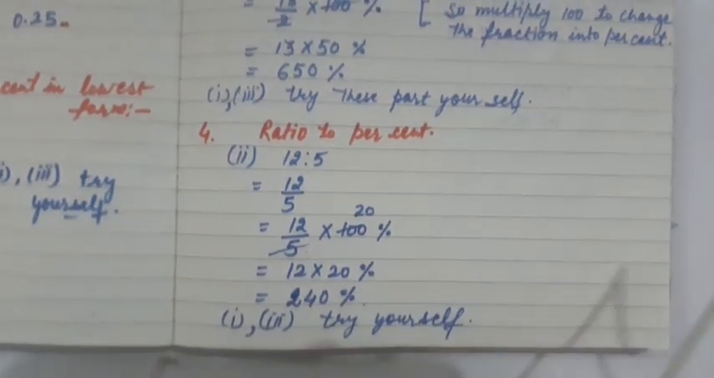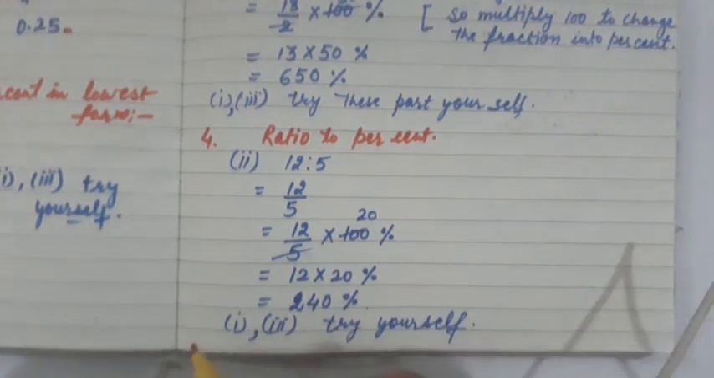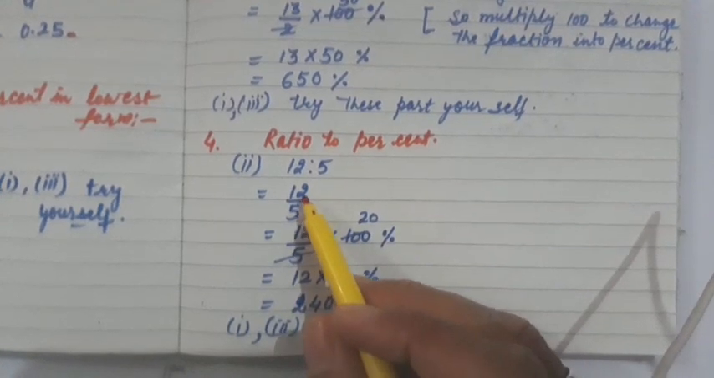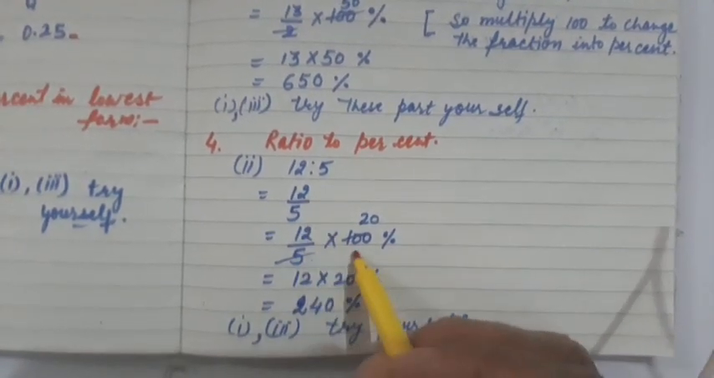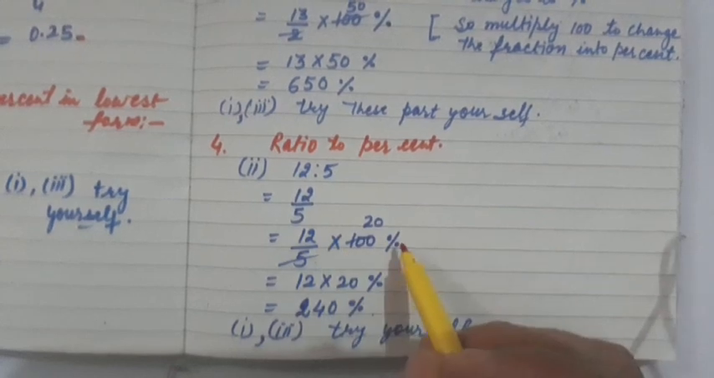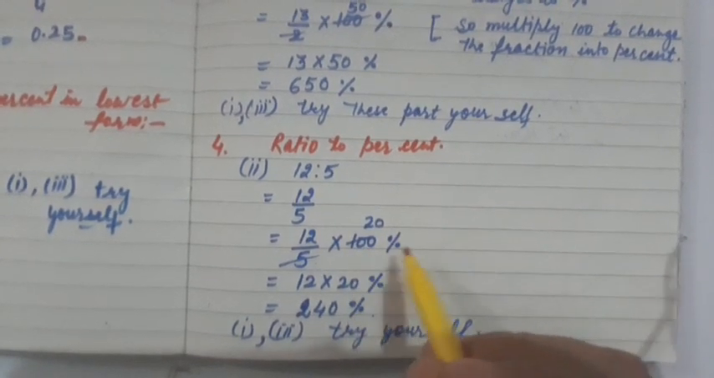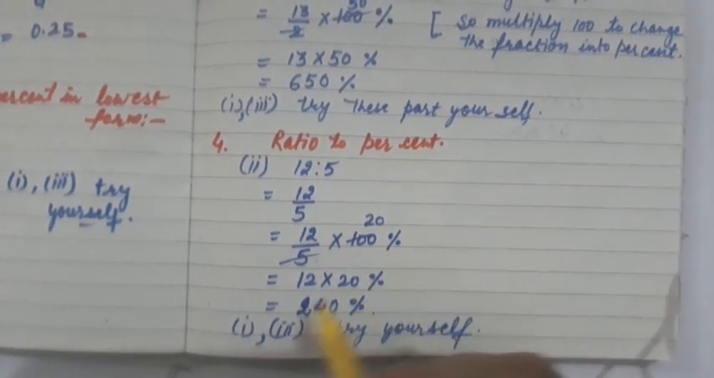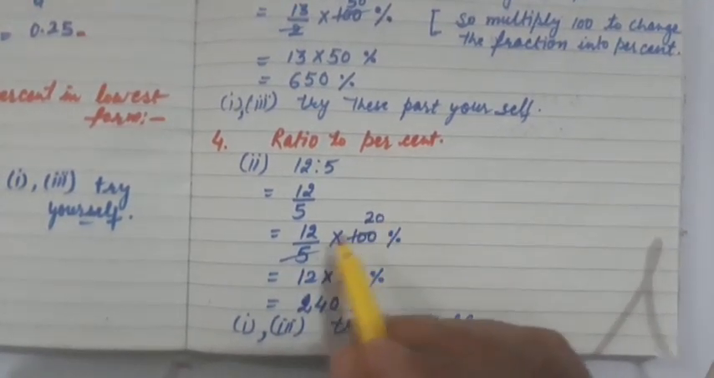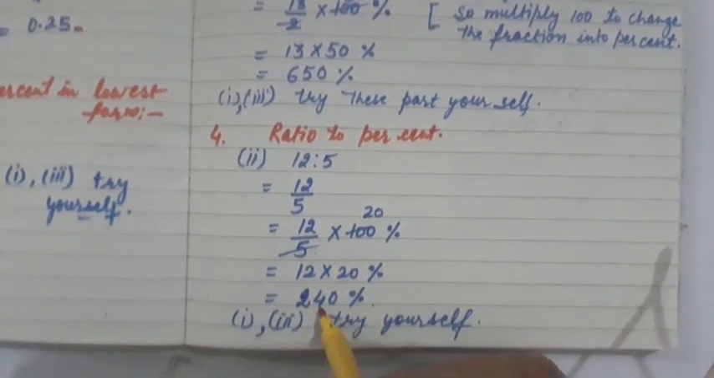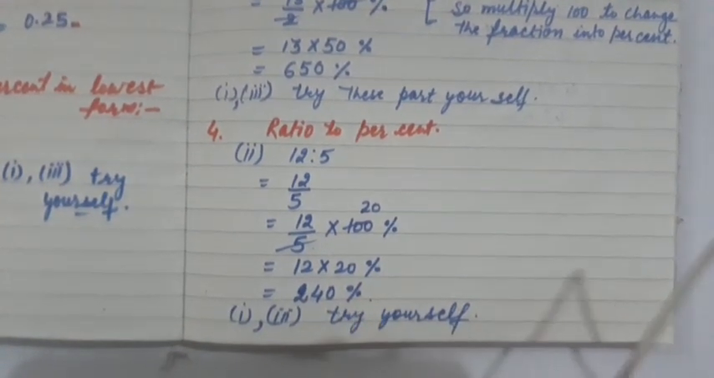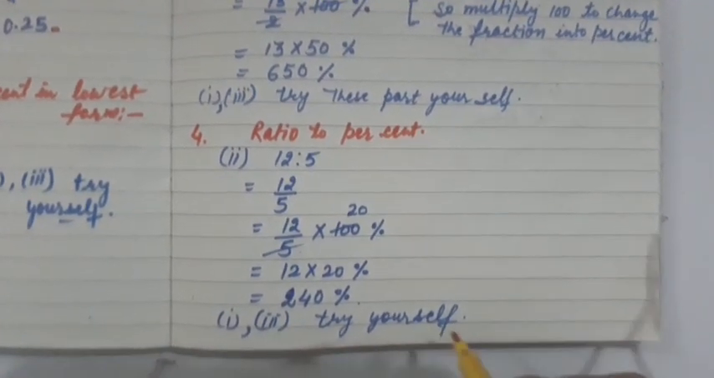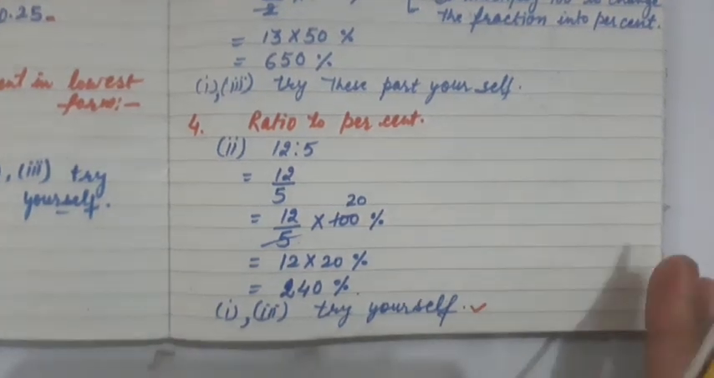And the next part is question number 4, ratio we have to convert into percentage. There is given ratio 12:5. So in this case we will write it in the fraction form, that is 12 upon 5. Now we have to change this fraction into percentage. So we multiply it by 100 and the sign of percent will be there. So 12 upon 5 into 100%. 5 twenties are 100. 12 twenties are 240. So it becomes 240%. In the same way, you have to try the third part.